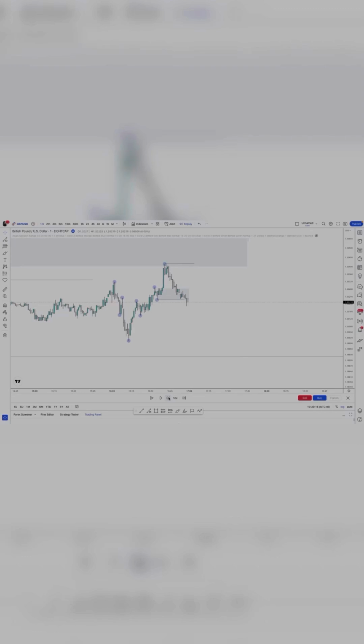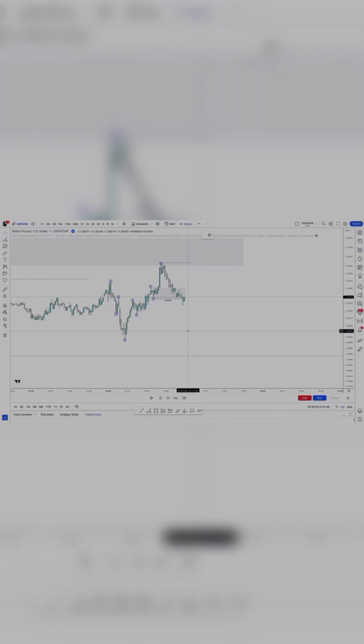Price then comes into our area of demand and eventually has a change of character. The change of character is essentially what determines that the market has truly shifted. Change of character, we've gone from bullish to bearish. That is the change of character. Now, usually this is where I would take an entry, but as you guys can very clearly see, there is no clear point of interest for me to take my entry.